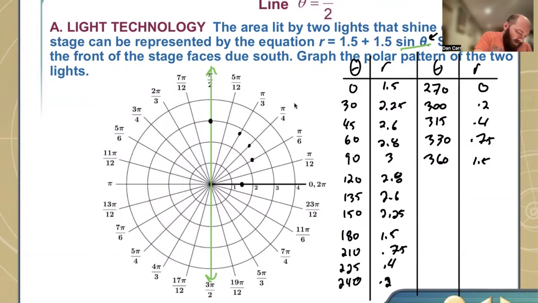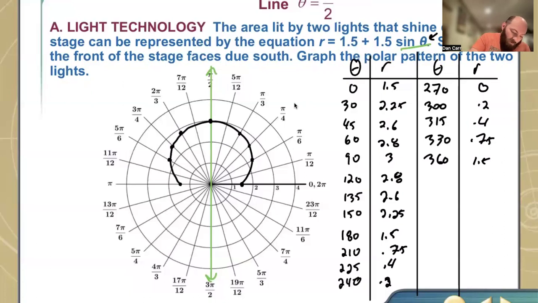And then I'm going to repeat some of those numbers. So I got 2.8 about right here. Then it's about 2.6. 2.25 is right here. And then pi is going to give me 1.5, so it's going to put me here. So you can already see how the path is going here. So far, the curve is doing something like this as we go along.